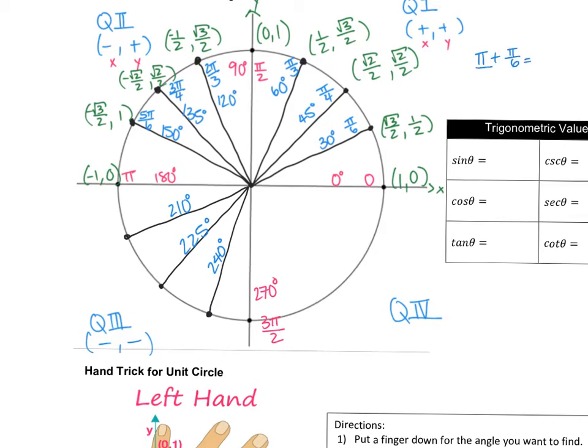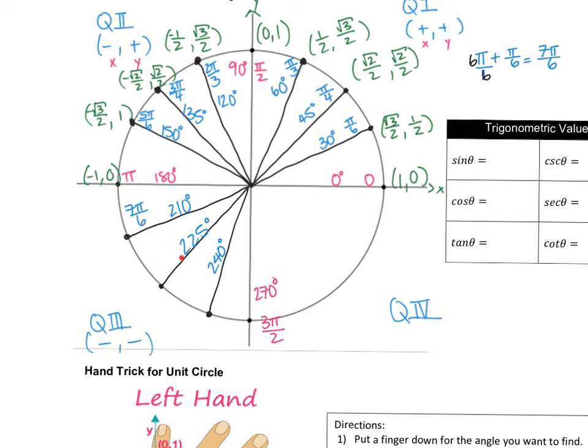Remember, I can put pi over 1 and then make the denominator the same as the denominator that I have on this side. So if I want to add these two fractions, the denominators both need to be 6. So I'm going to make this denominator 6 and the top a 6. So anything I multiply to the top, I got to multiply to the bottom. So 6 pi over 6. If I add the top, I get 6 pi plus 1 pi is 7 pi over 6. So this is 7 pi over 6.